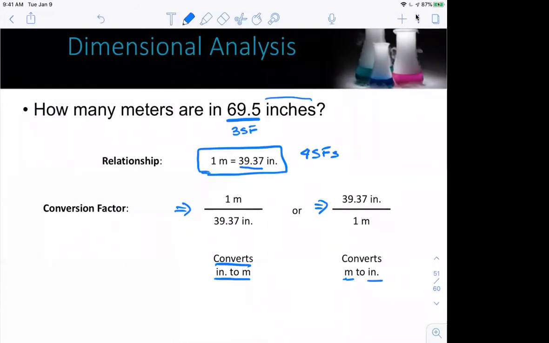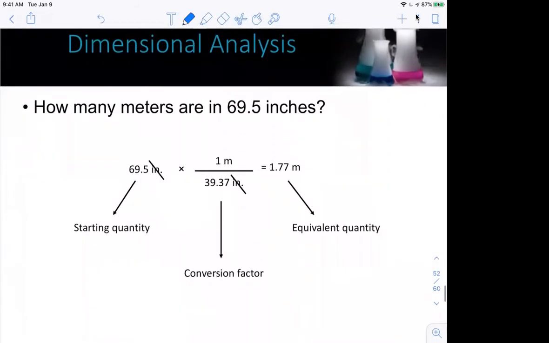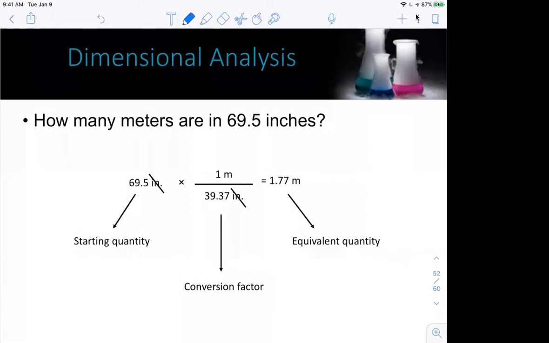If I start out with inches, I'm going to use this conversion factor because I want to be able to cancel the inches when I set up my conversion. So this is what it looks like. Here's my given, 69.5 inches. My conversion factor is, I know for every 1 meter, I have 39.37 inches. Inches is going to cancel out with inches. I'm left with meters.